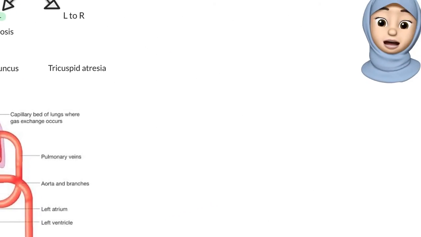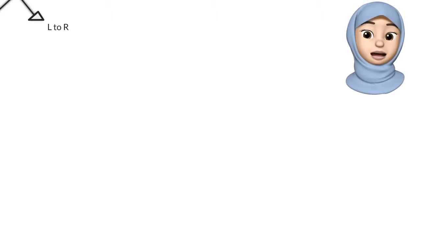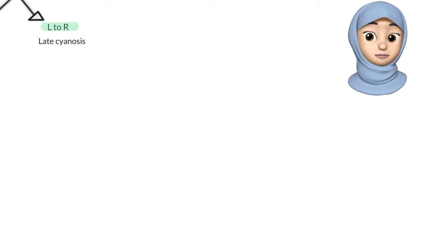Now that we've finished looking at right to left shunts, let's look at the other type of shunt, which is the left to right shunt. This shunt is known to cause late cyanosis.